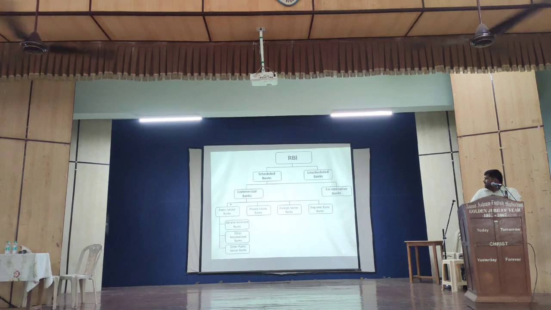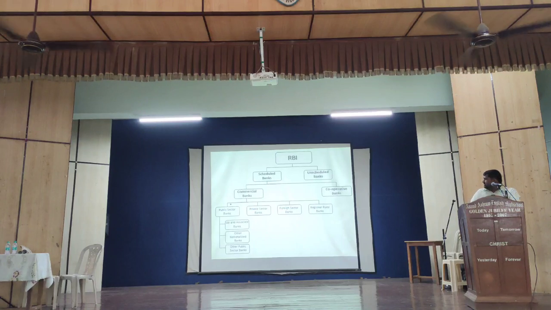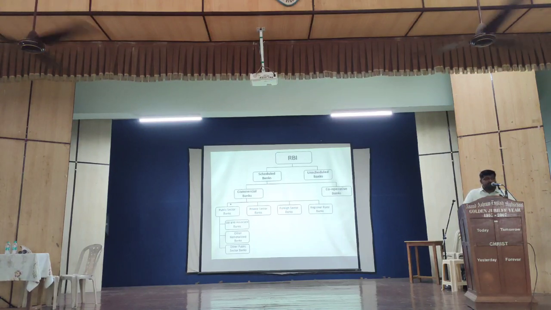The second type is the private sector banks. The private sector banks have a stake or equity held by private lenders or private institutions. They are not owned by the government. I'll give you examples. Bank of Baroda is a public sector bank. State Bank of India is a public sector bank. Union Bank of India is a public sector bank. And the examples of private sector banks are ICICI Bank, HDFC Bank, Axis Bank, Kotak Bank, etc.